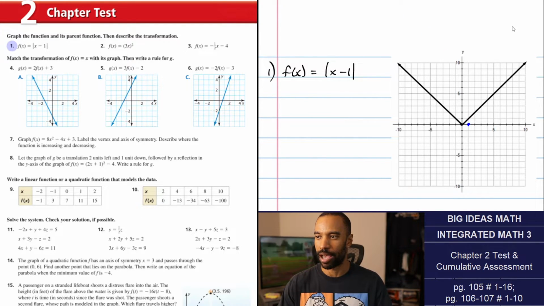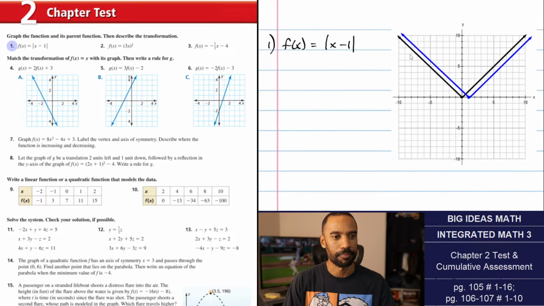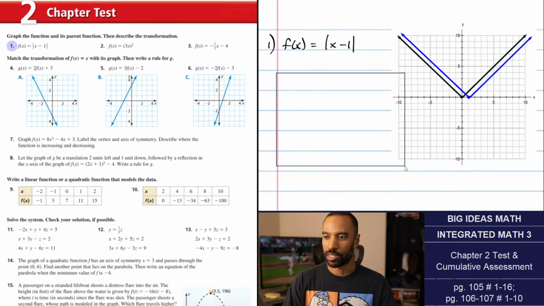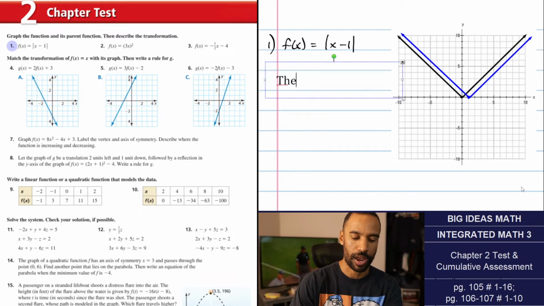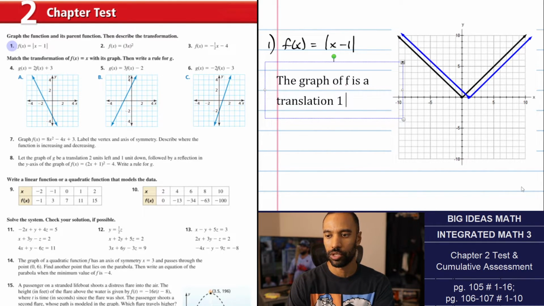It's basically the same graph. It's got a slope of 1, all that kind of stuff. That's the only transformation that's happening, actually. It's just a translation 1 unit right. Otherwise, it's the same graph, right? Rise, run in that same direction, kind of like that. So it's exactly like that. Describe the transformation. The graph of f is a translation 1 unit right from its parent function.